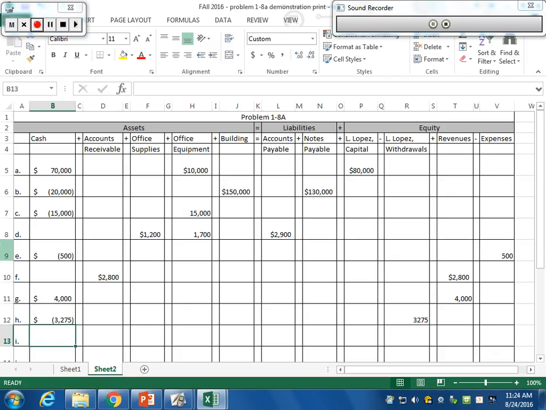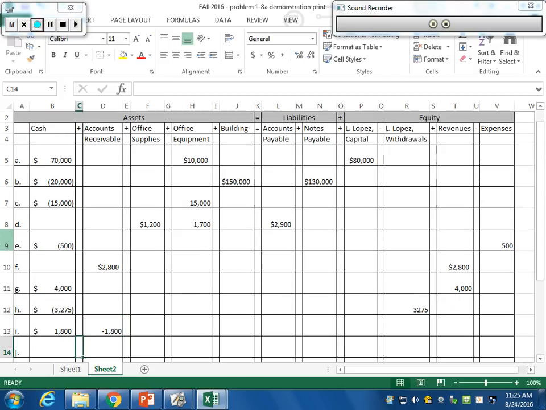Transaction I, the company received $1,800 cash as partial payment from the client described in transaction F. So remember back in transaction F, they put $2,800 on credit, right? So now $1,800 is being paid towards that. So what increases? Cash, for $1,800. What decreases? For $1,800. Good job.